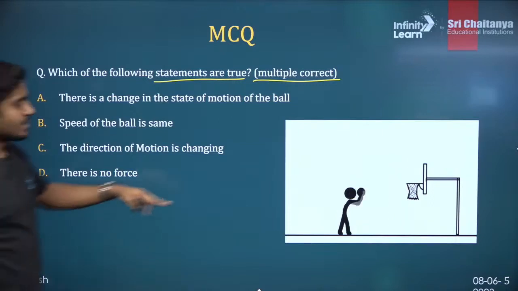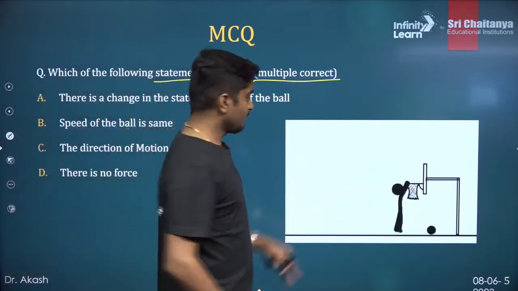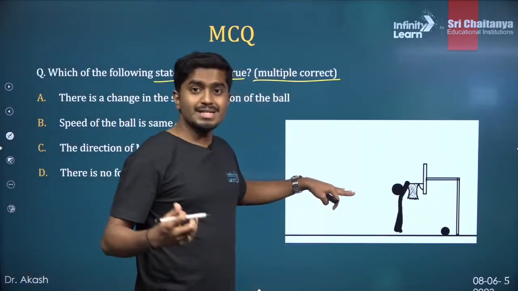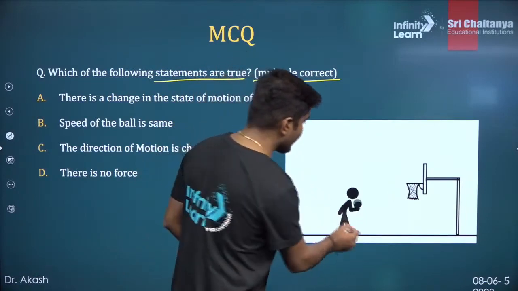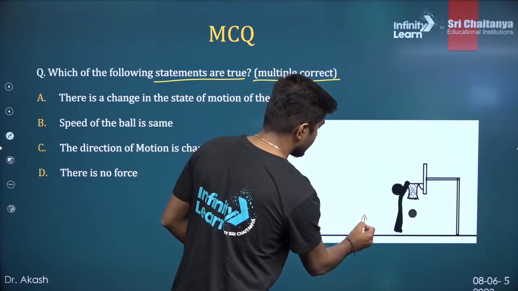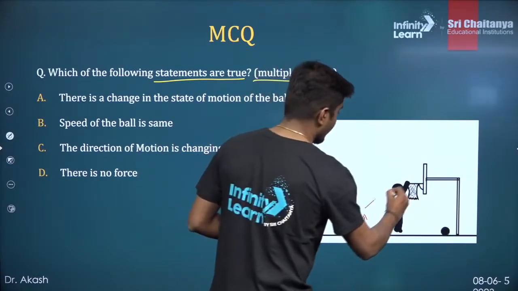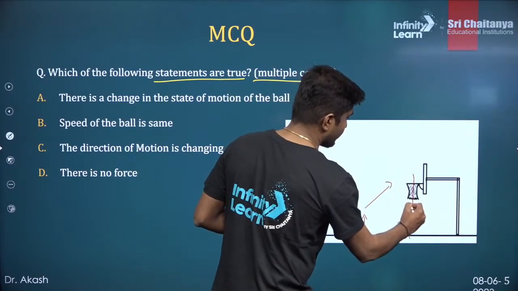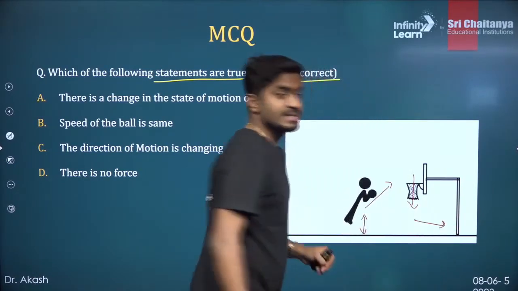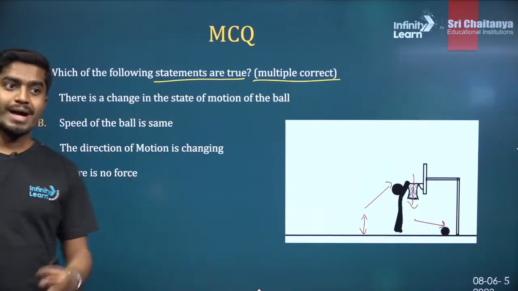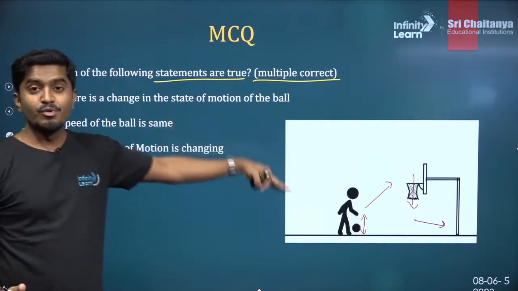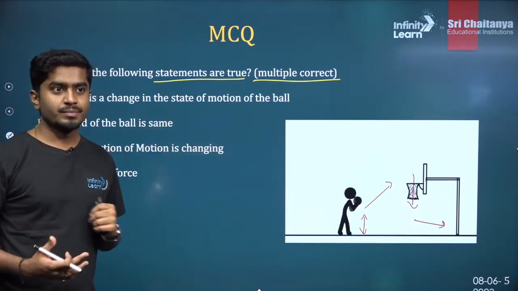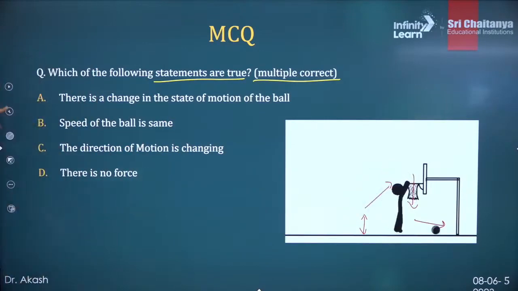So what do you see here? This person is playing with the ball. Now just observe the motion of the ball. Here it is going up and down, then the ball came here and came down and finally came to rest. Just look at how the ball is moving through that basket. So which one do you think is correct?